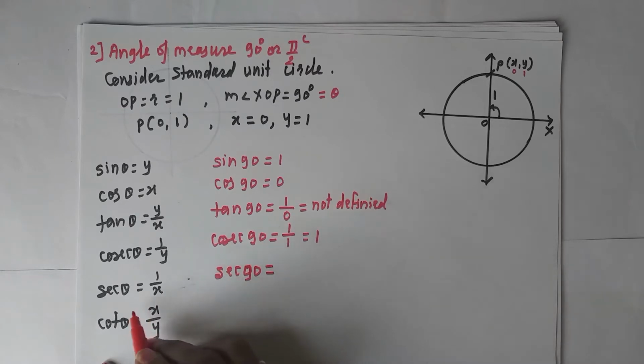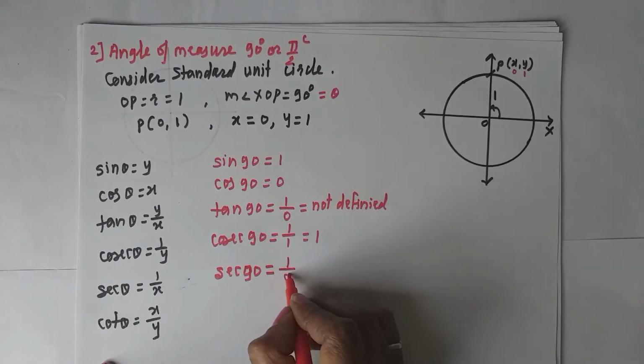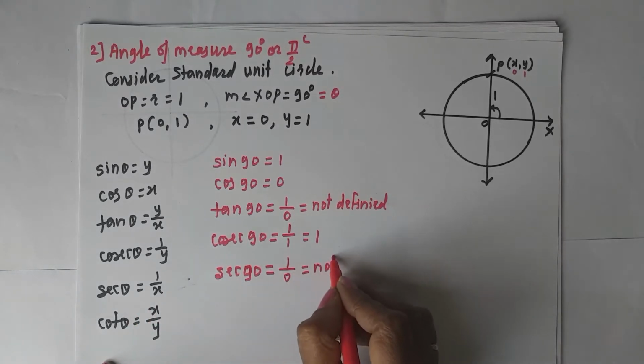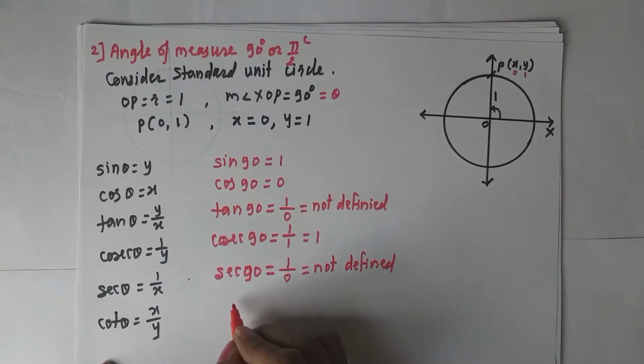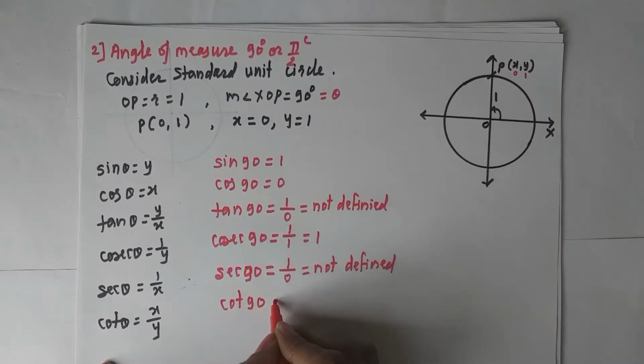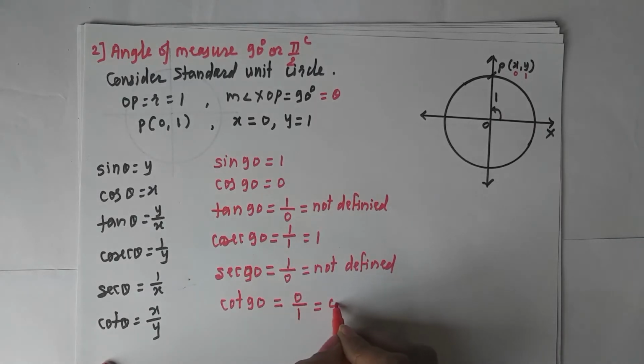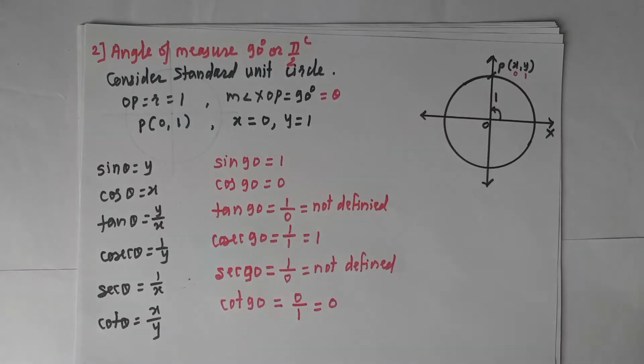Then sec 90 is what? 1 upon x, 1 upon 0. Again, not defined. And cot 90, that is x divided by y, that is 0 divided by 1, which means 0. In this way, for the measure of angle 90 degrees, we have found all the 6 trigonometric functions.